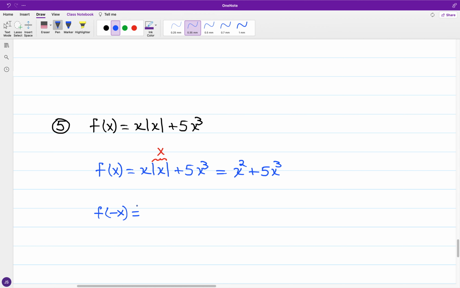Notice you have a bit of a crowding with x's, and I'm going to replace those with negative x. So you have x at the front, so you're going to have negative x, times the absolute value of negative x, plus 5 times the cube of negative x.